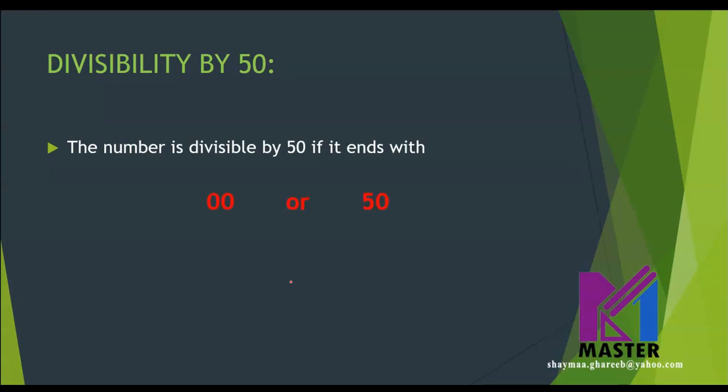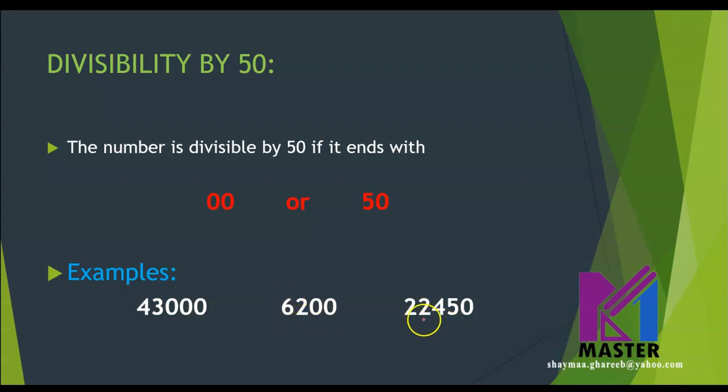Divisibility by 50. The number is divisible by 50 if it ends with, what do you think, 0, 0 or 50. Let's see examples. 43,000, 6,200 and 22,450. So the first number here ends with 0, 0, and the second number ends with 0, 0, and the third number ends with 50, which means the digits in the units and in the tens place. Is this clear?